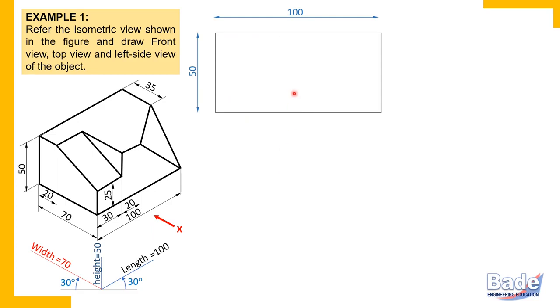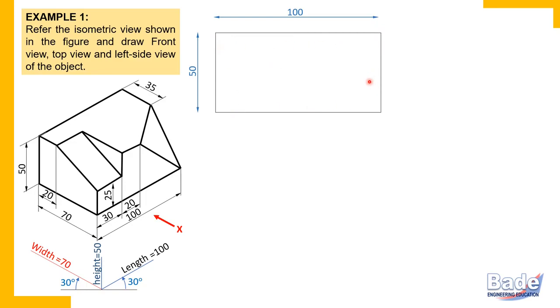Remember, at this stage, we don't have any intention to draw the edges of the object. We are not drawing the edges of the object. It's just a rectangle which envelopes the front view we are going to draw. So the front view we are going to draw in this rectangle.